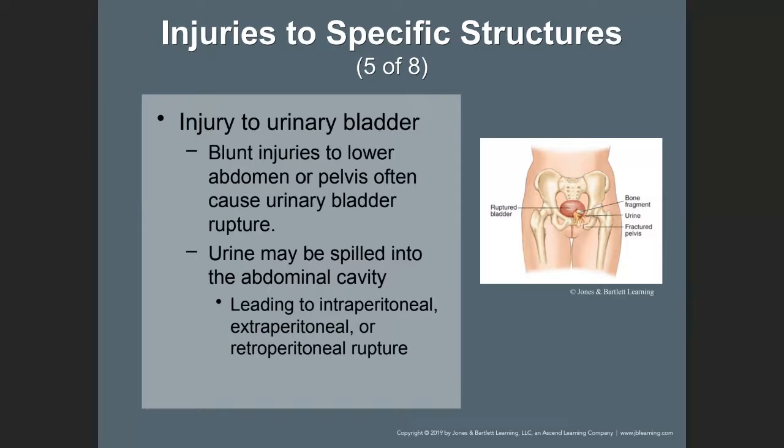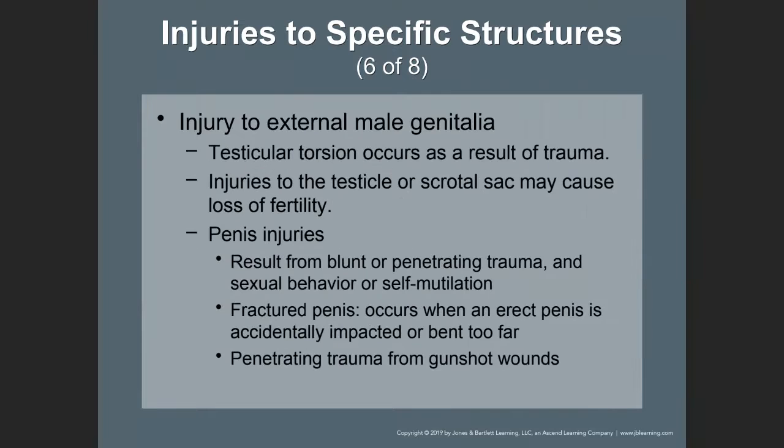Injury to the urinary bladder. Blunt injury to the lower abdomen or pelvis often causes urinary bladder rupture. Urine may be spilled into the abdominal cavity, leading to intraperitoneal, extraperitoneal, or retroperitoneal rupture.